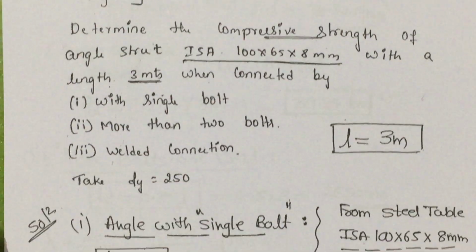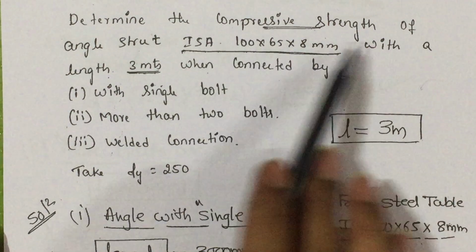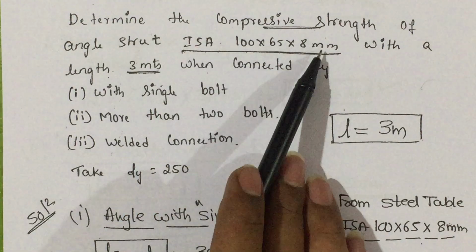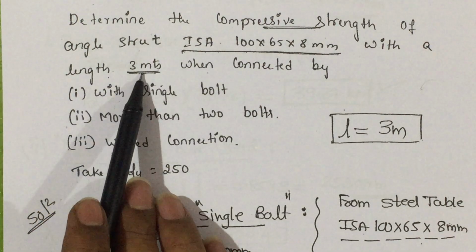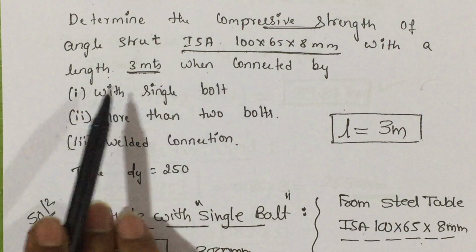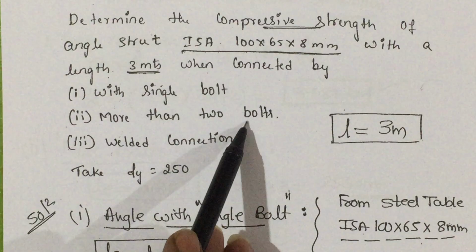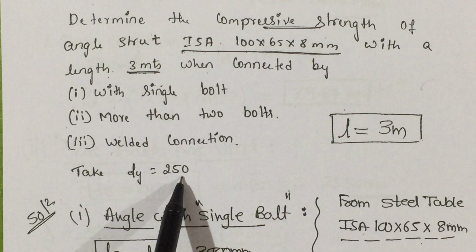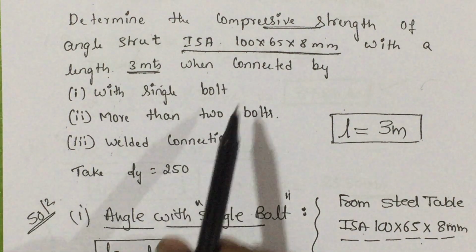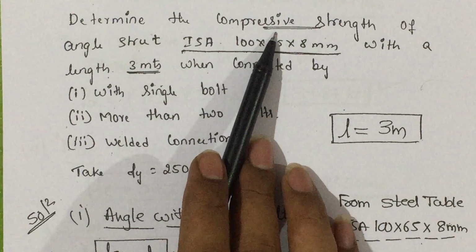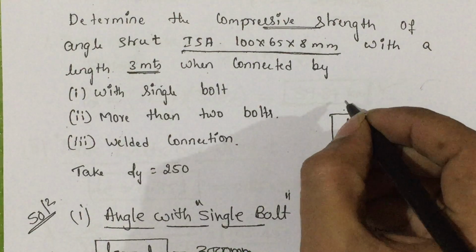Example 1: determine the compressive strength of angle strut ISA 100 by 65 by 8 mm with a length of 3 meters, when connected by, here we have 3 cases, a single bolt, more than 2 bolts, and welded connection, and take Fy is equal to 250. This is the given data. What we need to find out? Compressive strength. Design compressive strength is given by PD. PD is equal to question mark.